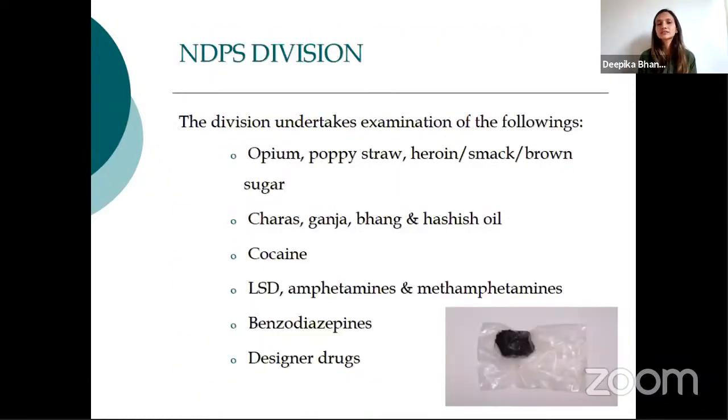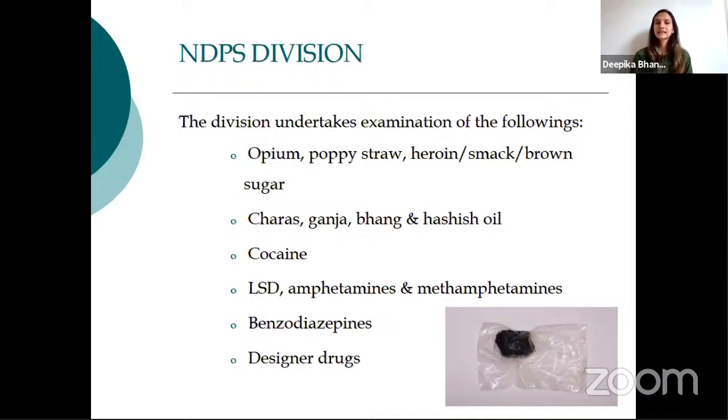Then NDPS, all the drugs which are covered under NDPS, that is narcotic and psychotropic substances, are analyzed in this division. Most of them are opium and poppy straw. These are the ones which we are actually finding here in Himachal: opium, poppy straw, heroin, smack, brown sugar, charas, ganja, bhang, and hashish oil. Some of them are derivatives of opium, some of them are of cannabis and cocaine.